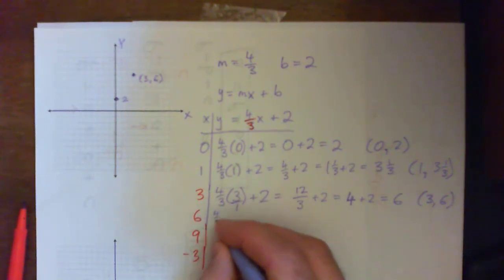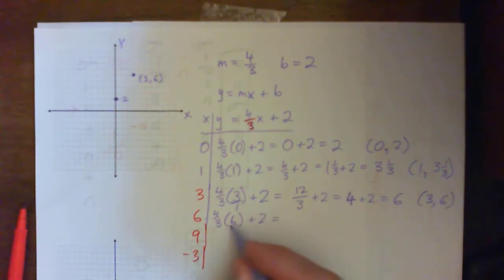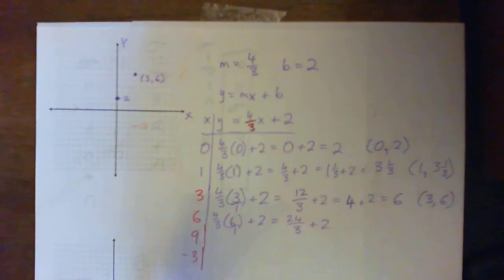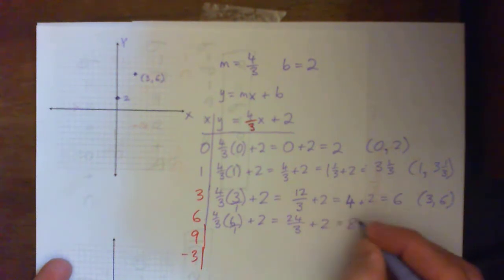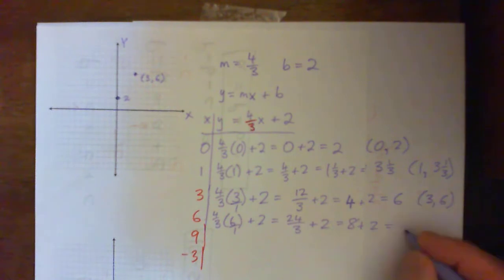So I get 4 thirds times 6 plus 2. And that's 6 over 1. 4 times 6 is 24, over 3 times 1 is 3. Okay, I got 24 over 3 plus 2. Not a cool way of doing it because I should have cross-cancelled before I multiplied. But anyway, that's 8 plus 2, which is... Right. So on this one I have 6, 10.